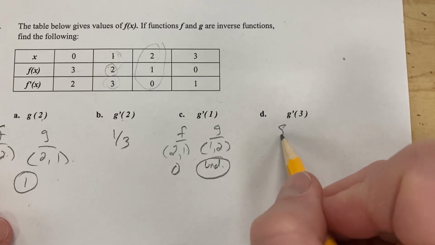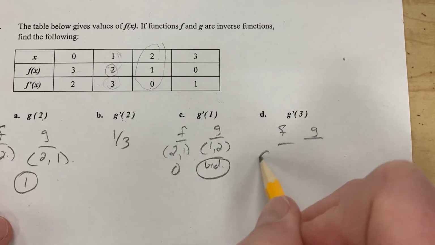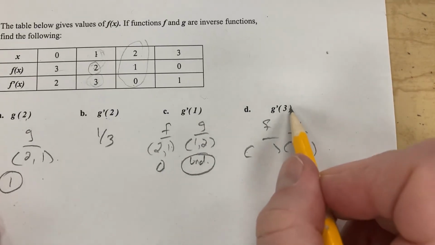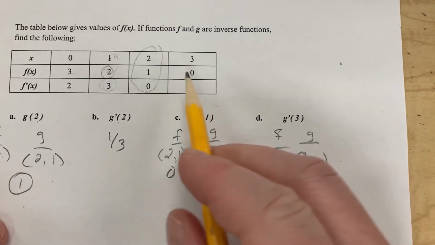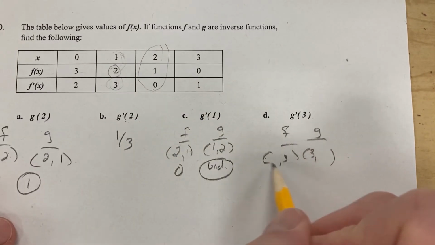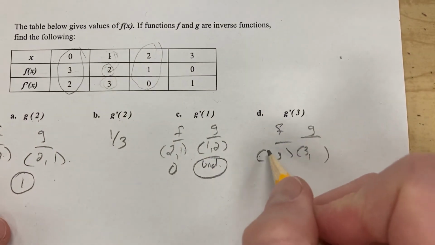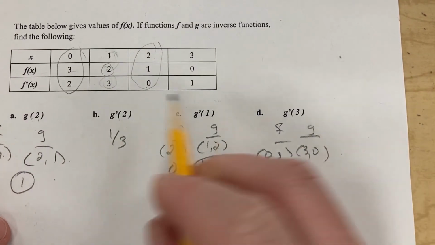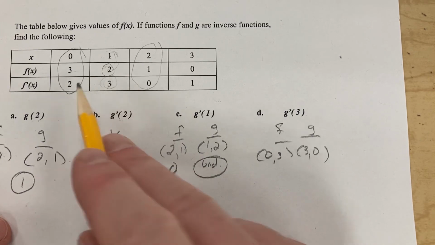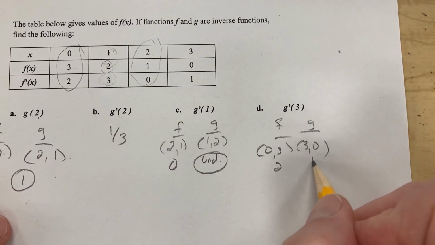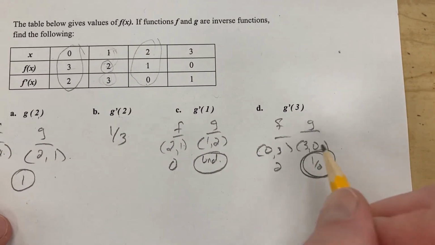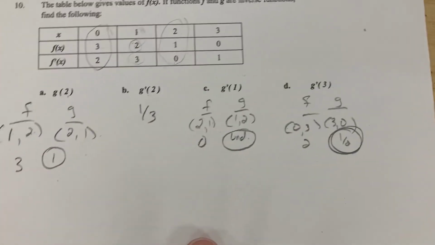Same idea here. If I go f, g, all right, and say x is 3 for g, when did f equal 3? Well, f equaled 3 right there, when its x value was 0. And what was the slope at that spot? Slope was 2, so our slope would be 1/2. And there's part 2.